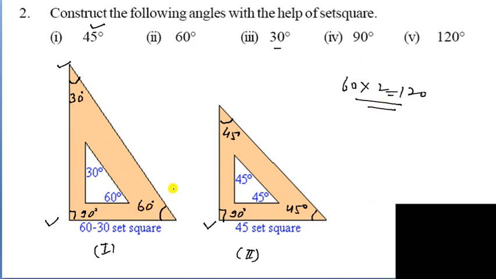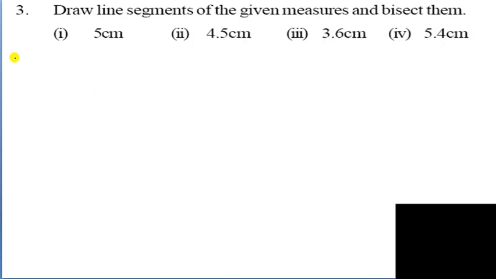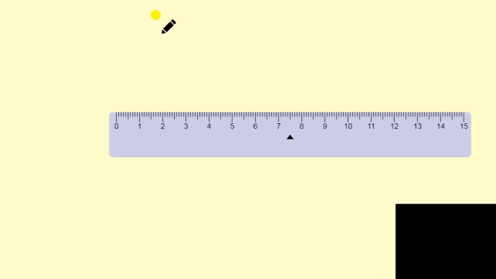And what about 30 degrees? The 30 degree angle is here, so you can draw with the help of this one. And what about 90 degrees? You can draw 90 degrees with either of them, any one. So what about 120? How can we draw 120?